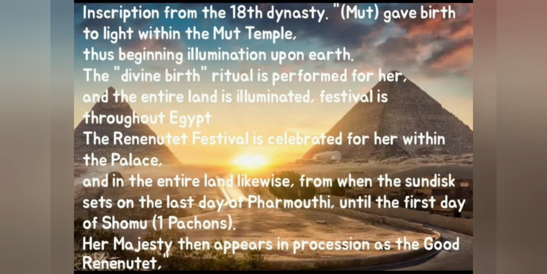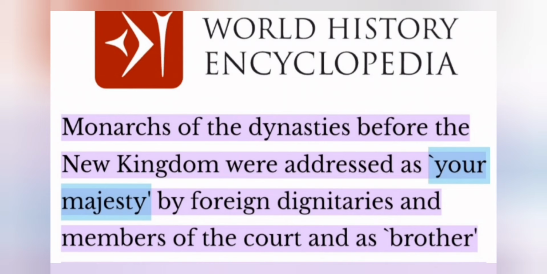So her majesty is talking about an actual woman, because her majesty talks about monarchs. So an actual woman, a princess, a queen, appears as the personification of Renetunet. Like a werewolf scene, you know, she automatically just transforms. So we're going to find out who this woman was. And we see that that's what her majesty means, talking about monarchs. So keep all that in mind.